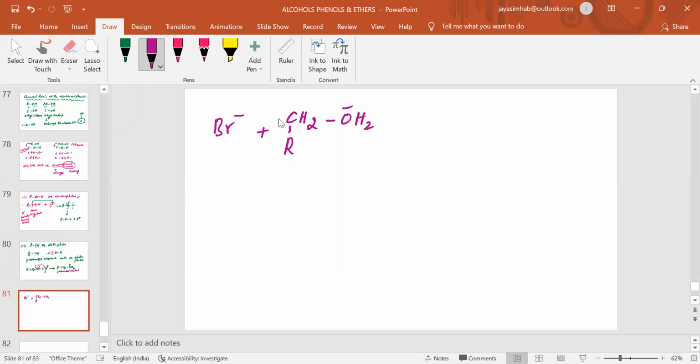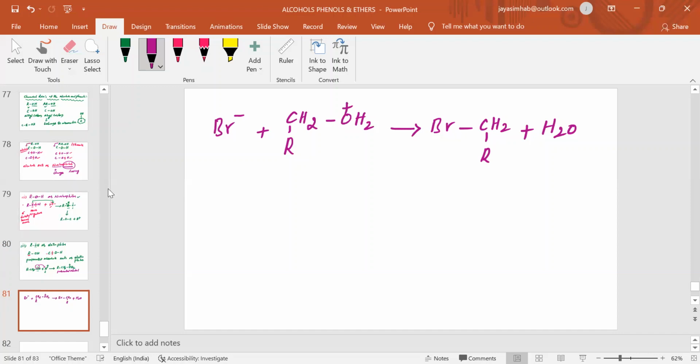OH2 plus, right? So what will happen then? Easily it can combine with this negatively charged species to form alkyl halide, right? So this is the electrophilic nature of alcohol. So protonated alcohols generally act as electrophiles. So that is what we have to see.